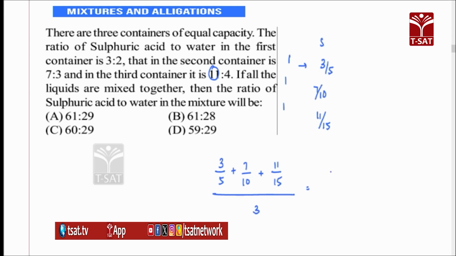So you get sulfuric acid, take the LCM as 30, it becomes 90. 5 6s are 30, therefore it is 18. 10 3s are 30, therefore it is 21. 15 2s are 30, therefore it is 22. You get 61 out of 90. So if sulfuric acid is 61, water becomes 29. The ratio is 61:29, because out of 90 parts, sulfuric acid is 61 means the remaining is 29.